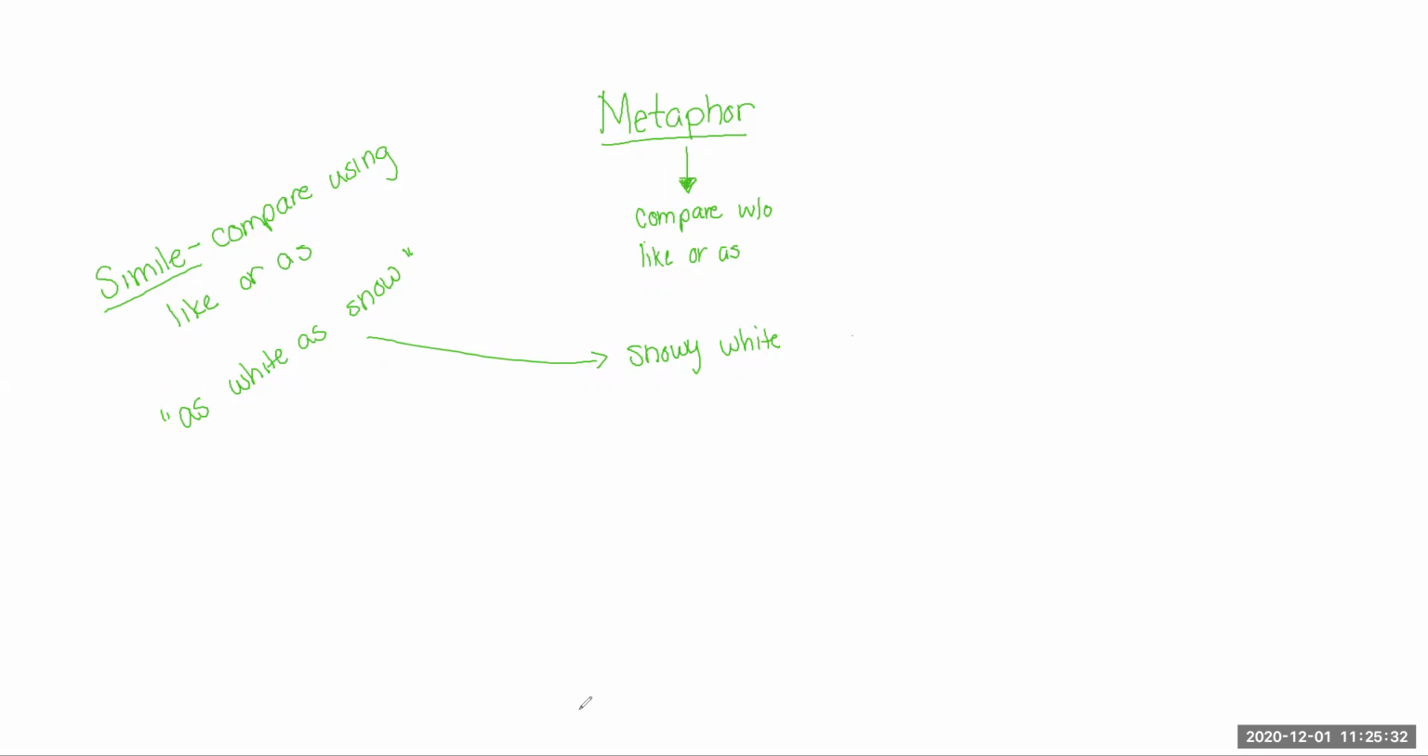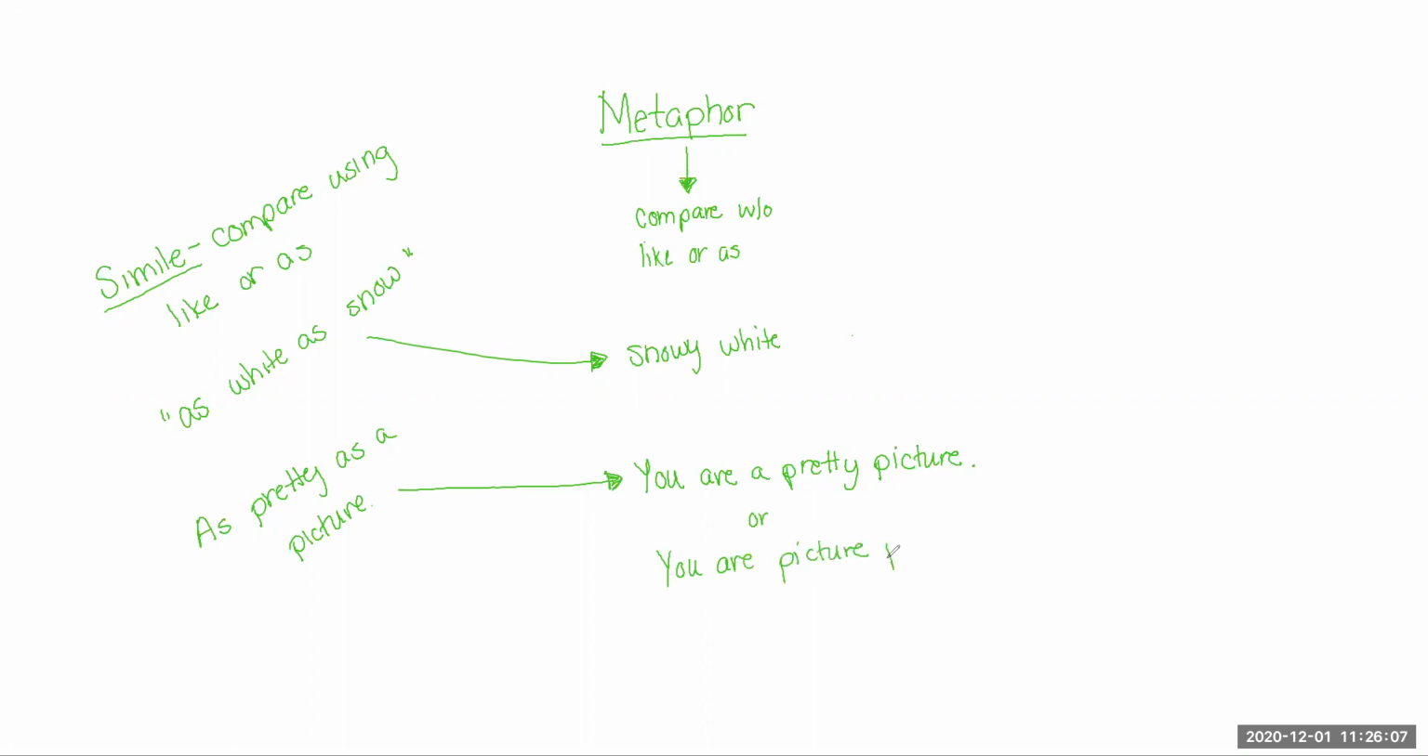Okay, so we could also say a simile would be as pretty as a picture. And our metaphor could then be you are a pretty picture. Or you are picture pretty. Again, comparing someone's looks to how pretty a picture is. We always think of pictures as perfect. So you would be comparing without using like or as.